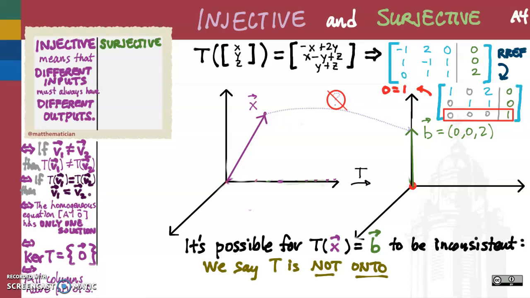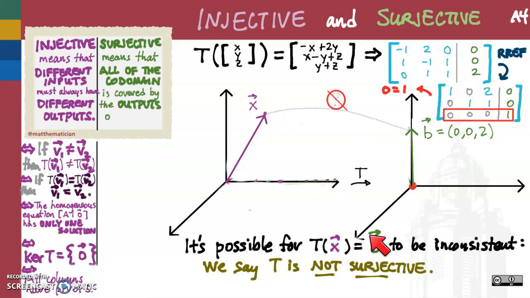So T is not an onto function. And for linear transformations, we dress that up with the word surjective. We say T is not a surjective linear transformation. So turning that definition on its head, we do have a surjective linear transformation if this can never happen.